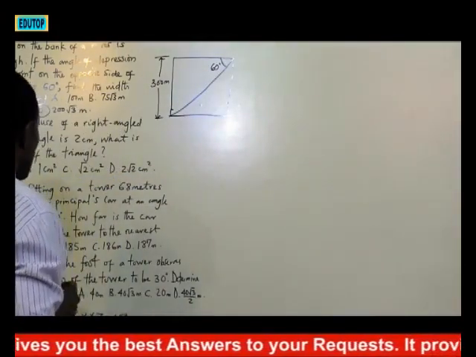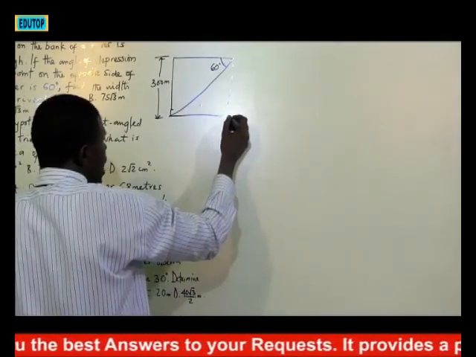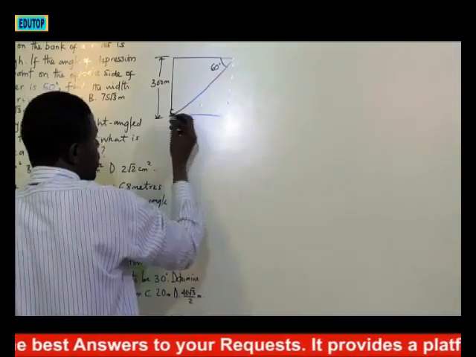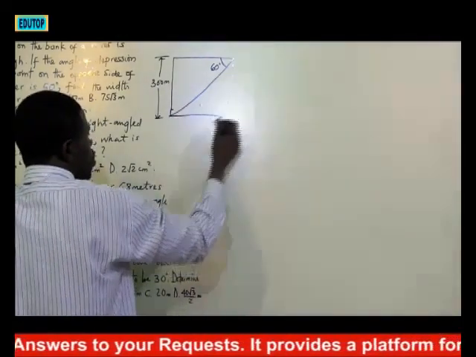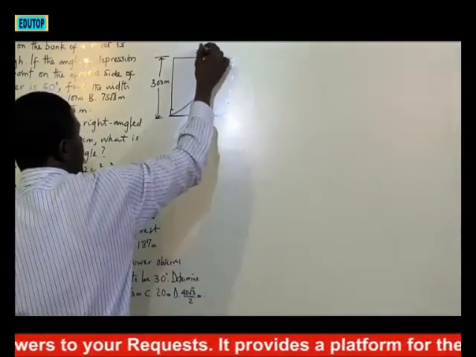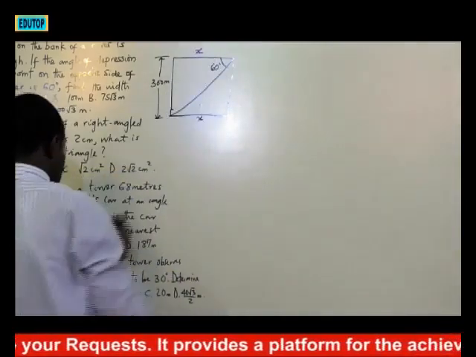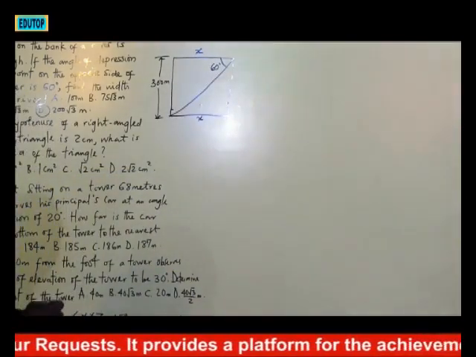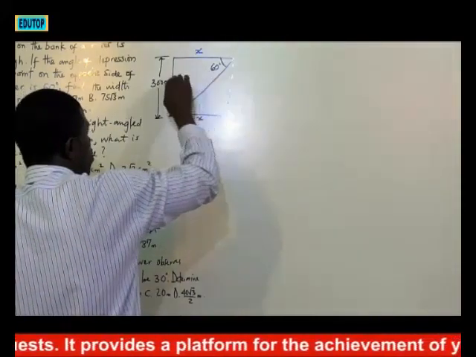Find the width of the river. The width of the river will be somewhere from this point to this point. That's the width, the breadth of the river. So which is also equal to what? This very place. So if this place is x, this place too will be x. So this is what we are looking for. In order to get this, all we need to do is to use this, which is opposite, adjacent.